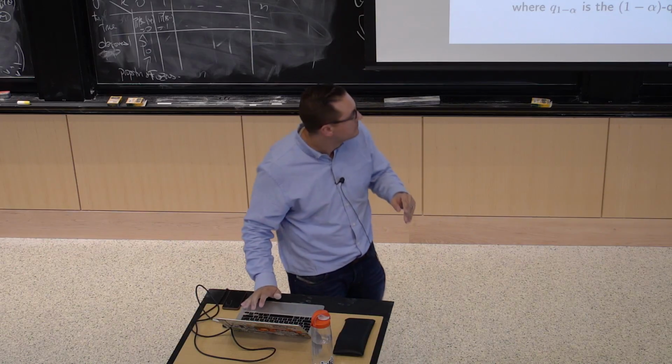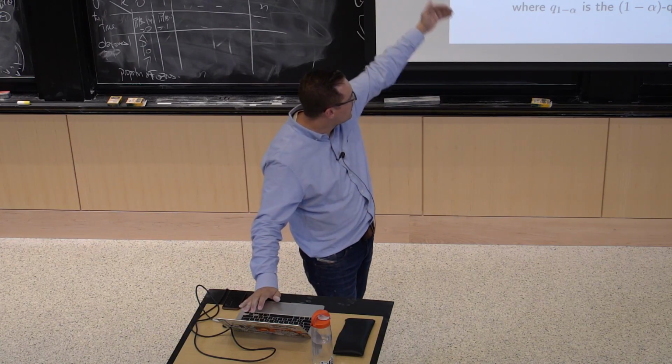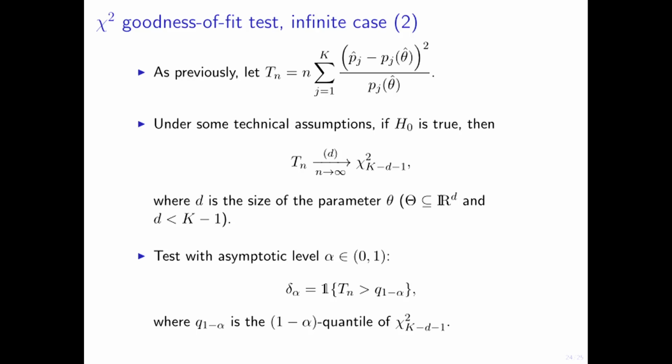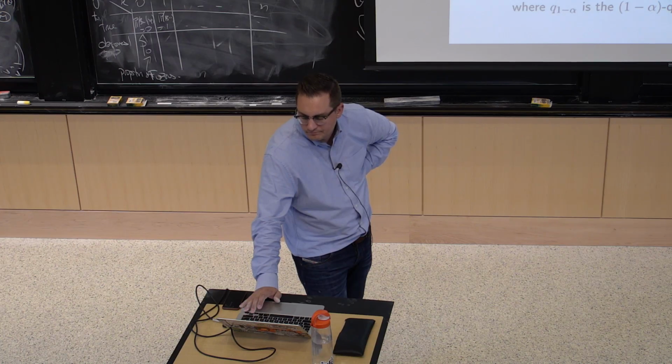make your decision. OK, and then this is a copy-paste with the same error, actually, as the previous slide, where you just build your test based on whether you exceed or not some quantile. And you can also compute some p-value.